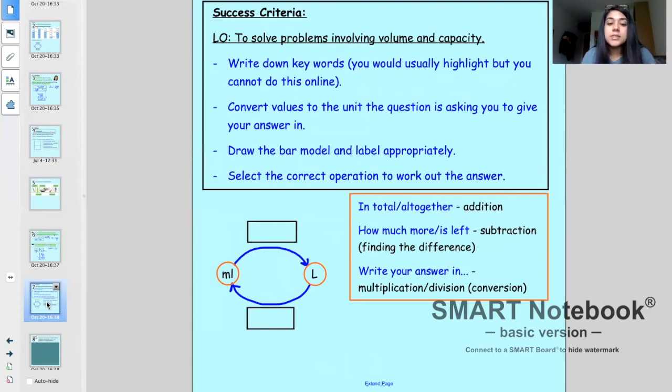And then I'd like you to select the correct operation to work out your answer. And remember, you have some support here to help you when you're working your questions out. We've got in total, altogether, how much more, or how much is left, and write your answer in. Remember to use that. And going from milliliters to liters, we said it's divide by 1,000, and going from liters to milliliters is multiply by 1,000. Okay, don't forget that.